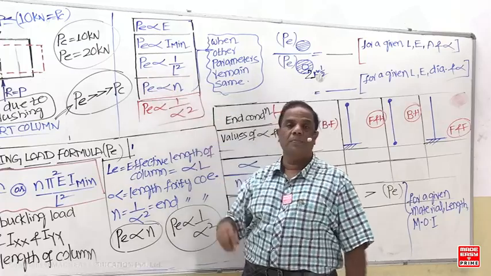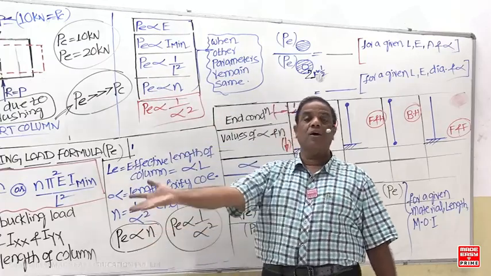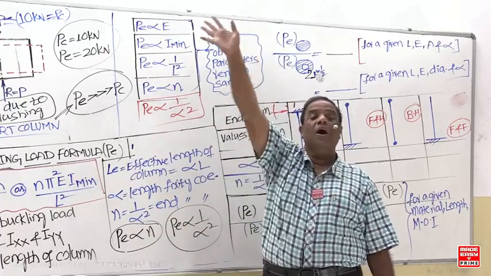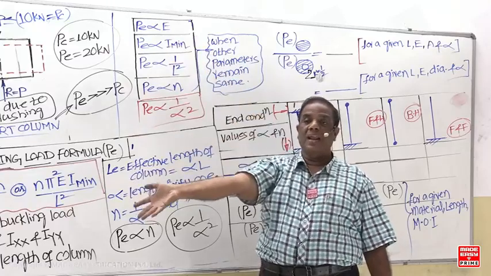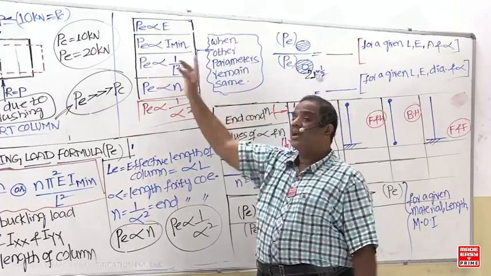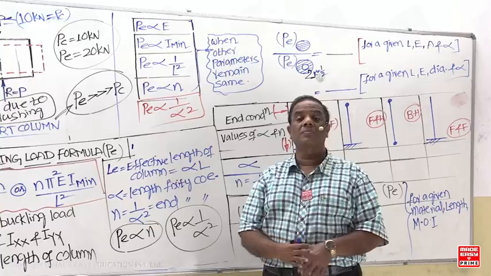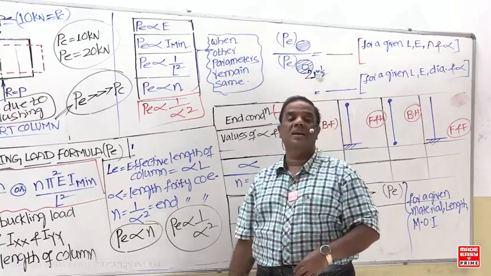Buckling load is inversely proportional to L squared. That means as the length of the column increases, if all other parameters remain the same, the buckling load decreases. That's why short columns are going to withstand more axial compressive load.